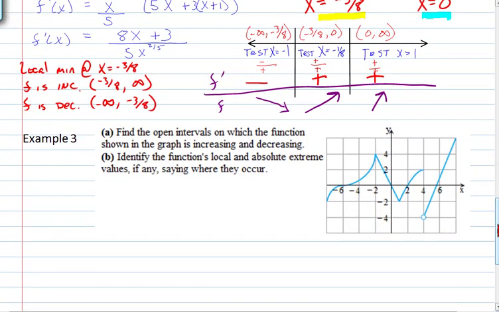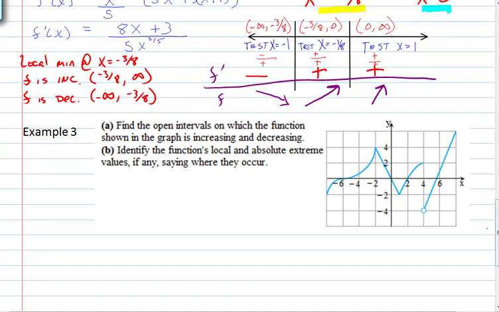Okay. No questions. Moving on to, do y'all remember doing these sign tests whenever y'all were solving the polynomial and rational inequalities? Yeah, okay. All right. Example 3. Find the open intervals on which the function shown in the graph is increasing and decreasing. Where is this function going to be increasing? This is a graph of the function, so it's increasing. Let's do this.